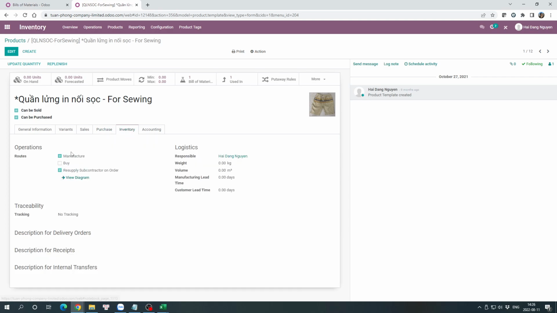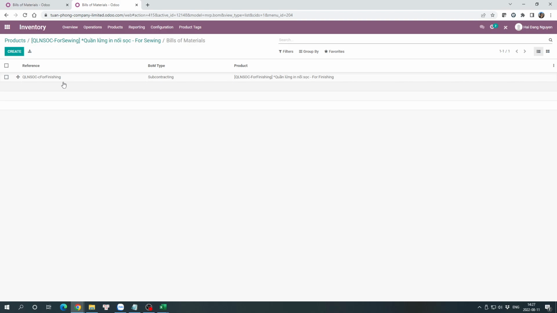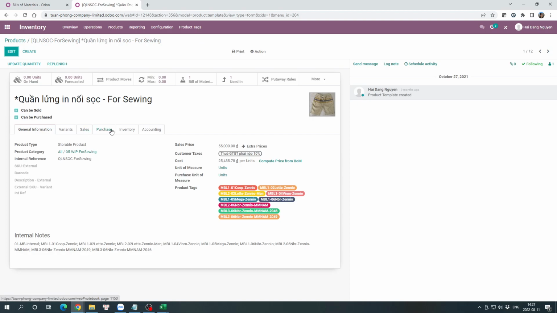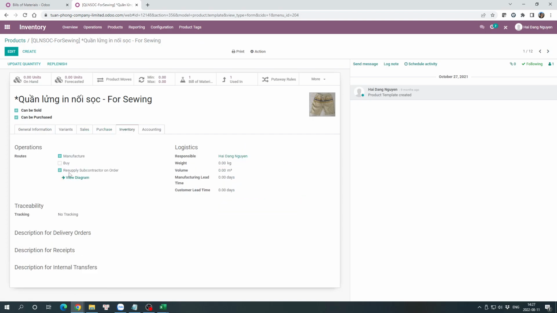So here you go. This is important. In routes, make sure you tick manufacture and also make sure that you tick resupply subcontractor on order. Why? Because the next stage after this product would be used in this bill of material and is a subcontracting bill of material. So you want to resupply the subcontractor with this so that they can do their job in the next step.